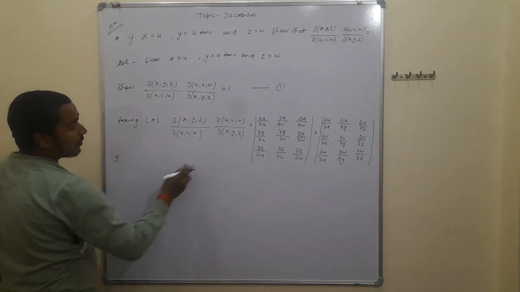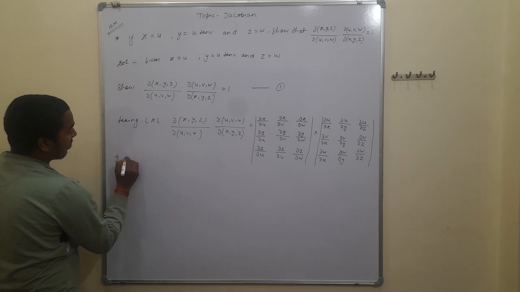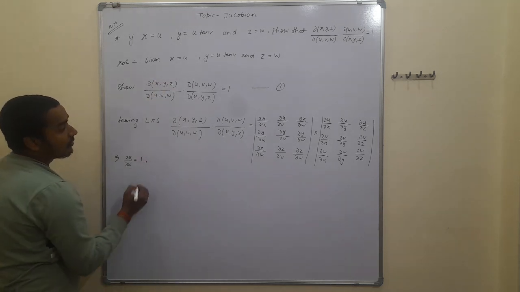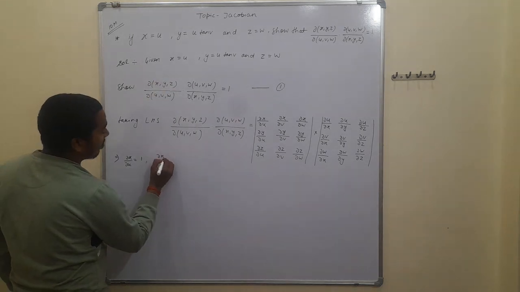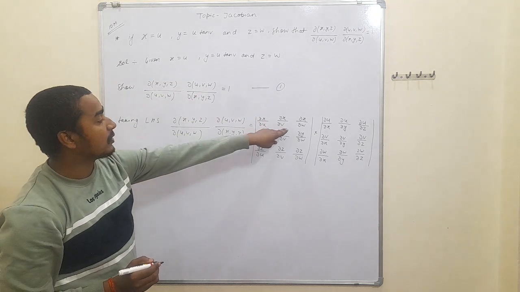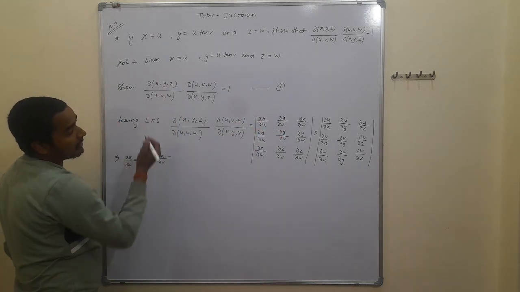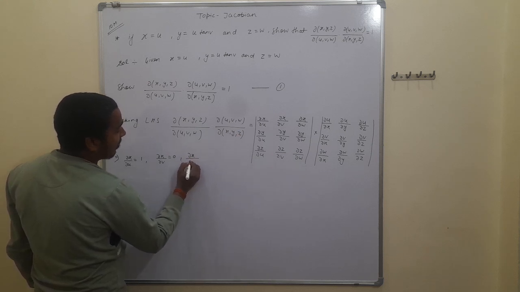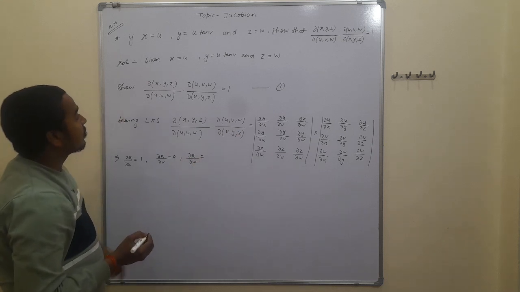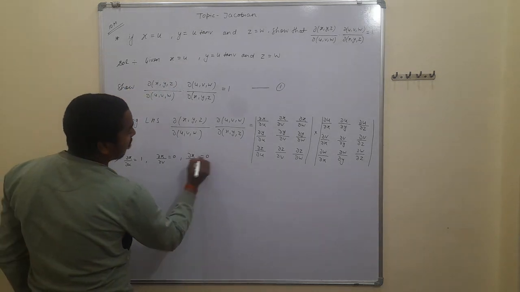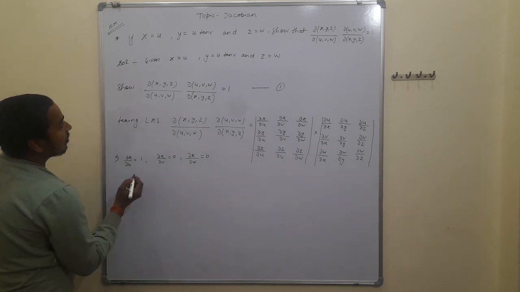First, we have to find del x upon del u. Differentiating x is equal to u with respect to u, that is 1. Further, del x upon del v: differentiating x is equal to u partially with respect to v, that is 0, as the coefficient of v is not present. And further, del x upon del w: the coefficient of w is also not present, so del x upon del w is 0.